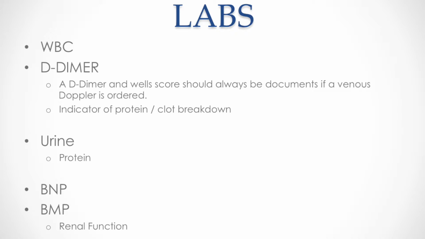So if there's any suspicion of thrombosis or clot, a D-dimer can non-specifically tell you if it's elevated and the patient's at risk. When we do the Wells score, they could be at high risk for a blood clot. So it's an indicator of protein and clot breakdown. Labs also, urine: we're looking for protein in patients that have leg swelling or leg pain that are pregnant. Protein in the urine can be an indicator of preeclampsia.